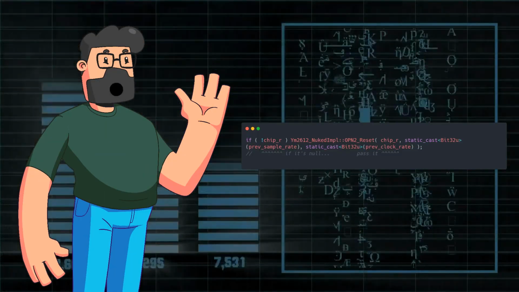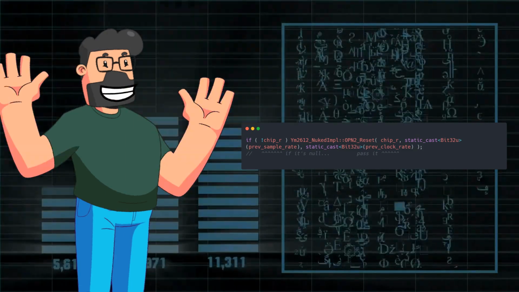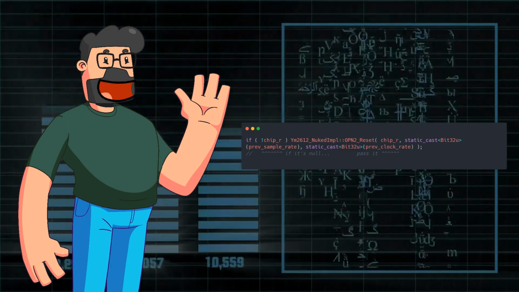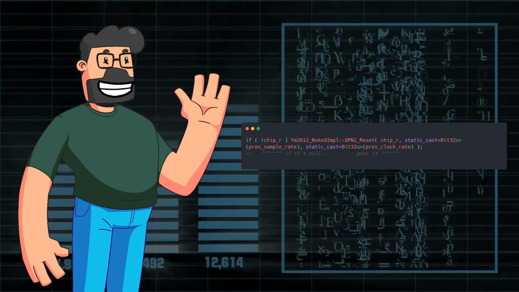Now let's talk about the solution. The key here lies in understanding that the pointer in question, chip, is null every single time from the call stack. The compiler is pretty confident in identifying this and alerting us about the null pointer situation.